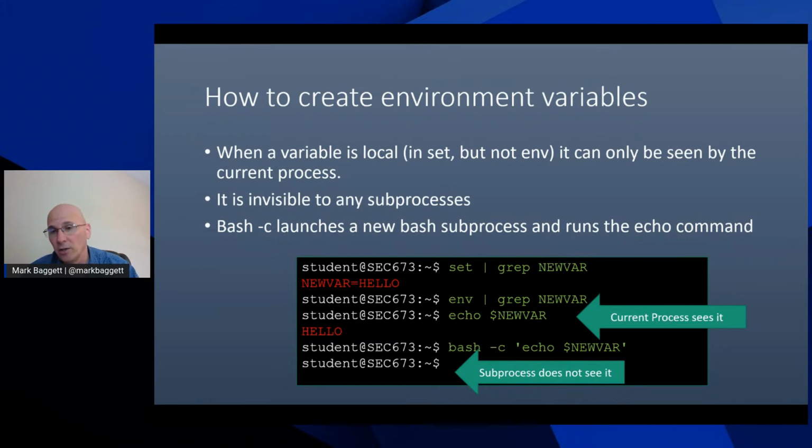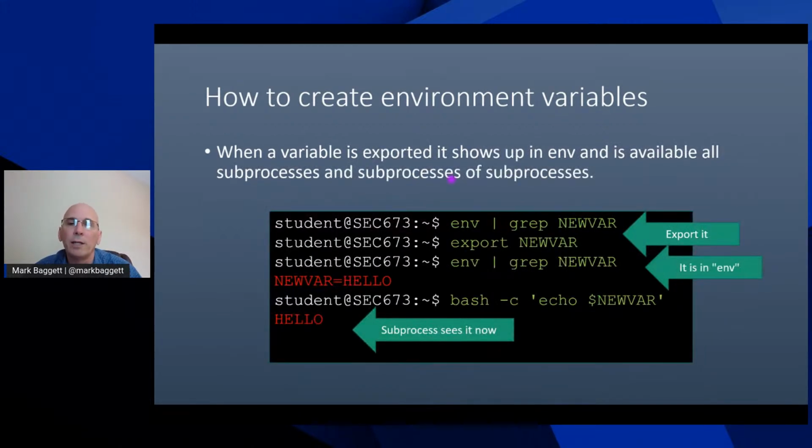But you can see here that when I use the single quotes, the environment variable does not appear in subprocesses. When I want to show it in subprocesses, I have to export it, right? Exporting it makes it available to subprocesses. And you can confirm that by looking in your env command and seeing, does the environment variable show there? And then yes, now it is available in those subprocesses.